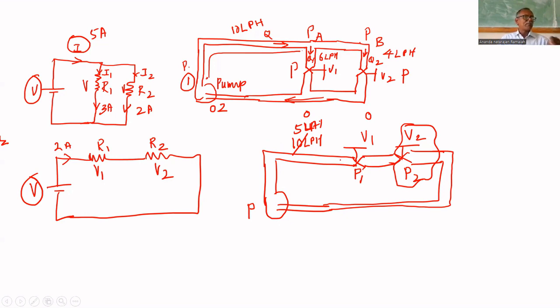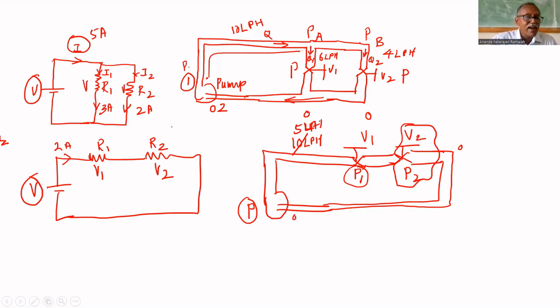What is voltage drop? What is applied voltage? The battery is developing some pressure, like a pump develops some pressure. Part of the pressure is dropped here and the remaining pressure is dropped here. Now it becomes zero. Here itself it becomes zero. After P2 it becomes zero.